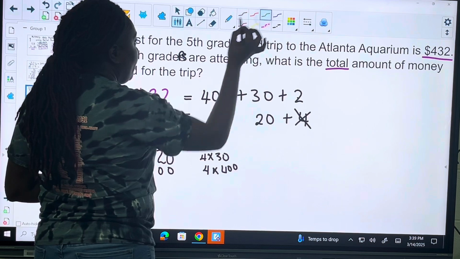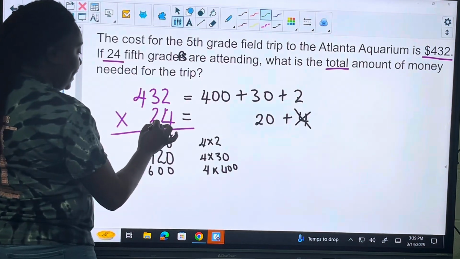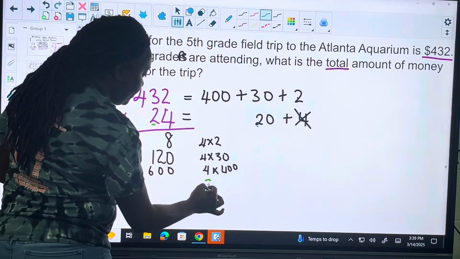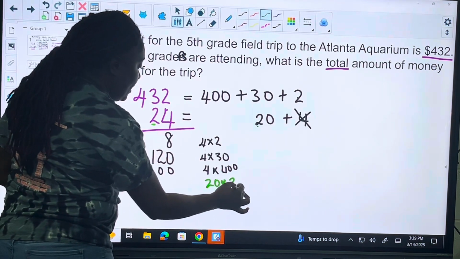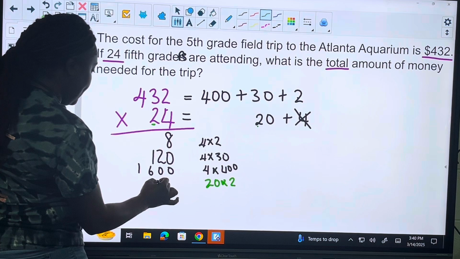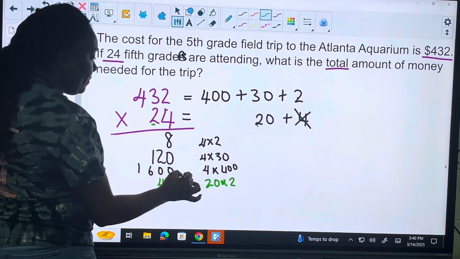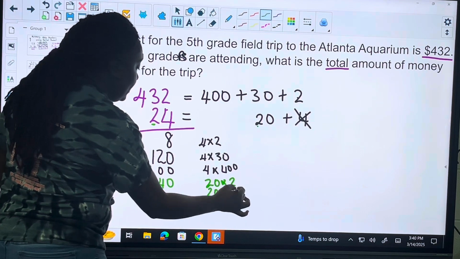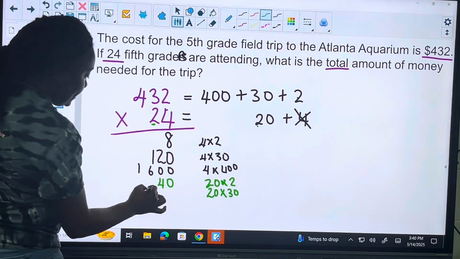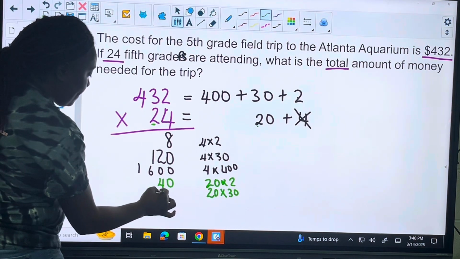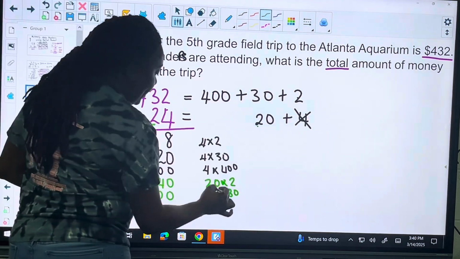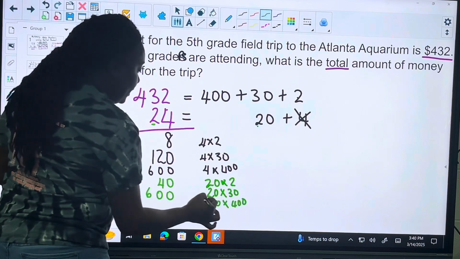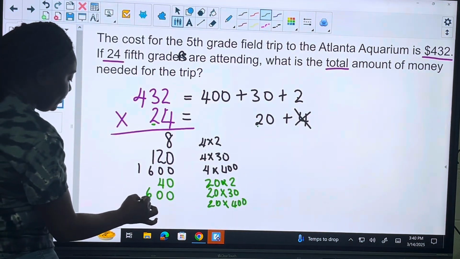So now we're going to multiply by the digit in the tens place, which is 2. So 20 times 2 gives us 40. 20 times 30 gives us 600. And then 20 times 400 gives us 8,000.